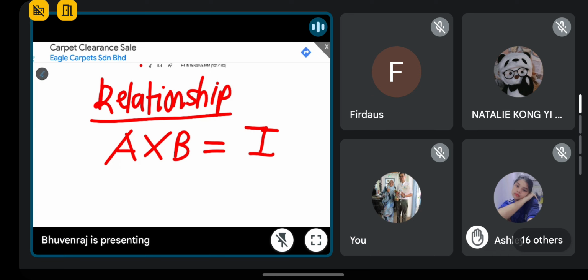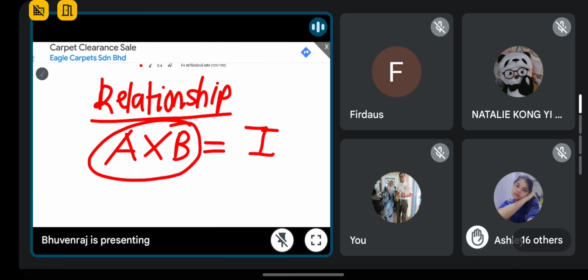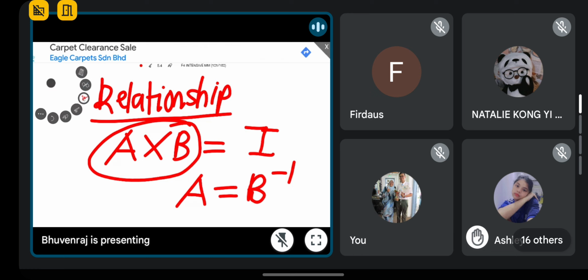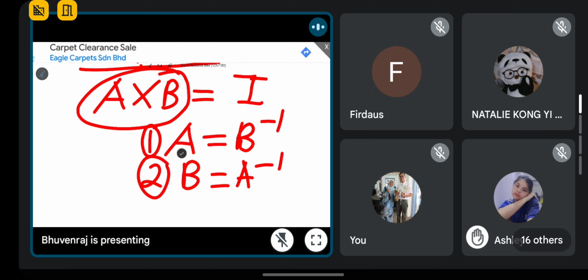Okay. So now, can I ask you guys, what is the relationship between A and B to form identity matrix? Apa hubungan A dan B untuk membentuk matrix identity? This is another form of matrix you all learn. Yes, very good, Aiman Danish. Mereka adalah songsang antara satu sama lain. Both of them are inverse to each other. Means that A is equal to B inverse, or kamu boleh katakan B sama dengan A inverse. Mana-mana satu, anyone. Okay, there's two possibility over here. First one, second one. This is how you can get identity matrix.